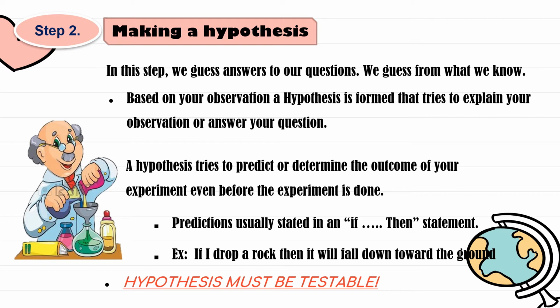A hypothesis tries to predict or determine the outcome of your experiment even before the experiment is done. Predictions are usually stated in an if-then statement. Example: if I drop a rock, then it will fall down toward the ground.